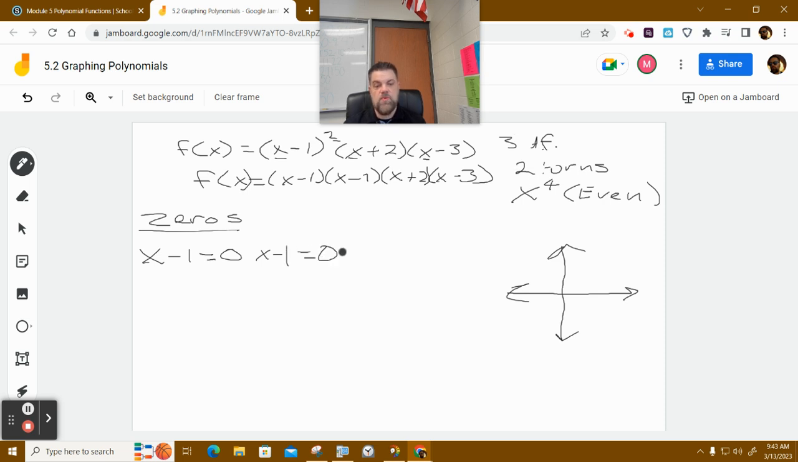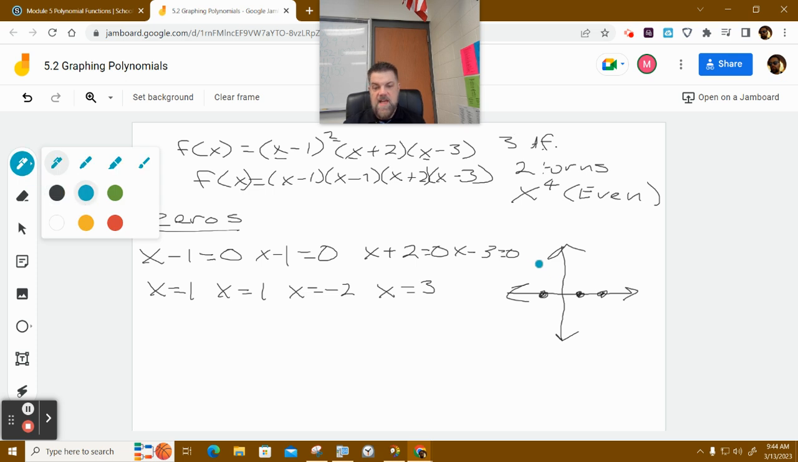And we're setting each factor equal to 0: x minus 1 equals 0, x plus 2 equals 0, x minus 3 equals 0. So then my zeros are going to be x equals positive 1, x equals positive 1, x equals negative 2, and x equals, sorry, I miswrote this down. This should be negative 3, which means my solution would be positive 3. So I'm going to cross at negative 2, and then at 1, well, these are my intercepts, and then again at 3. Now I know that this is going to come down, and I'll have to have 1 turning point.